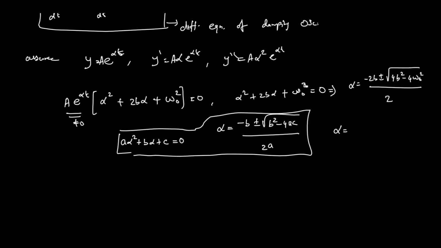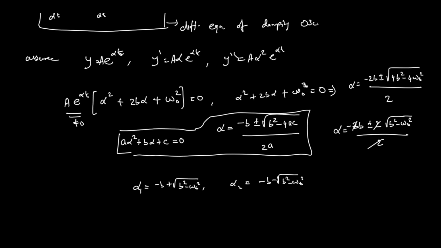I can take the 4 common, 4 is taken out, then this is minus b plus or minus 2, so minus 2b root of b square minus omega naught square, because I brought a 2 outside, so this 2 cancels. So finally I have two solutions. One is alpha 1 equals minus b plus root of b square minus omega naught square. Another solution is alpha 2 equals minus b minus root of b square minus omega naught square. So with this I have two solutions in case of y.